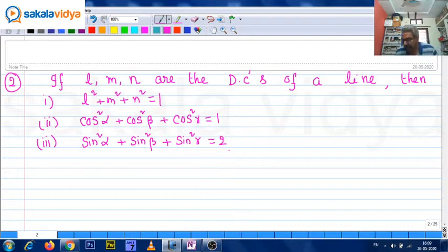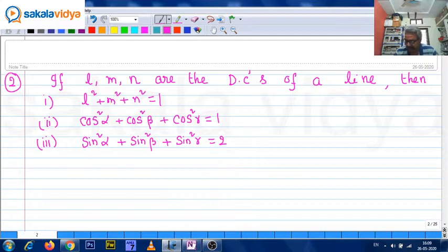This is about the direction cosines of a line. Very simple. If L, M, N denote the direction cosines, L square plus M square plus N square is equal to 1. L is equal to cos alpha, M is equal to cos beta, and N is equal to cos gamma. Cos square alpha plus cos square beta plus cos square gamma is equal to 1. Whereas sin square alpha plus sin square beta plus sin square gamma is equal to 2, not 3.